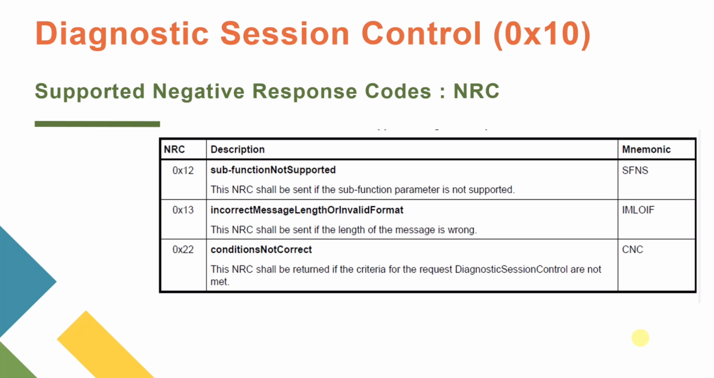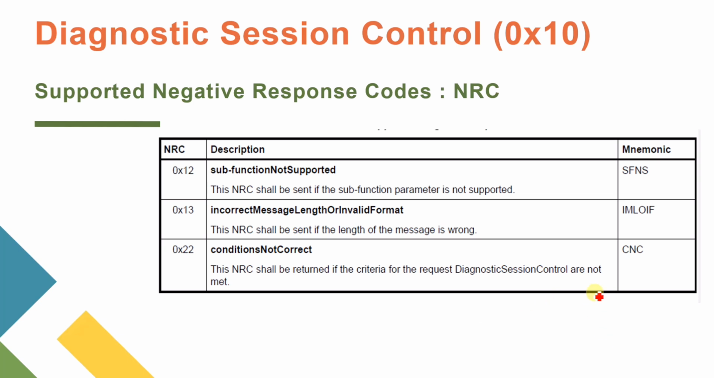So next, supported negative response codes. Whenever we request some functionality from the server, either we can get a positive response or a negative response. Definitely the negative response is very important, so that we come to know what went wrong and what possible error happened in the server, so we get to know the cause. Then we can correct it and send the request back.